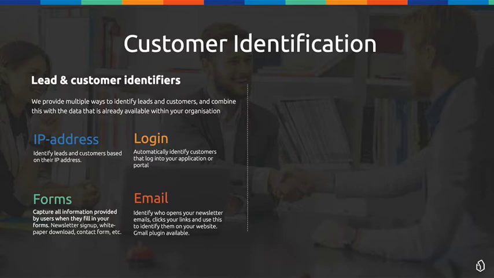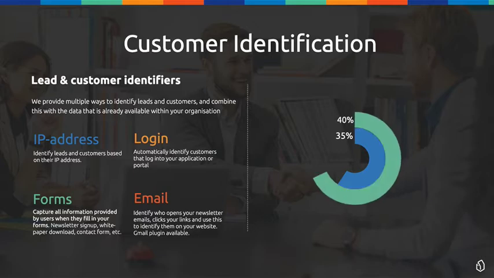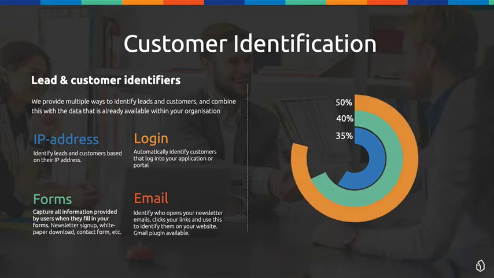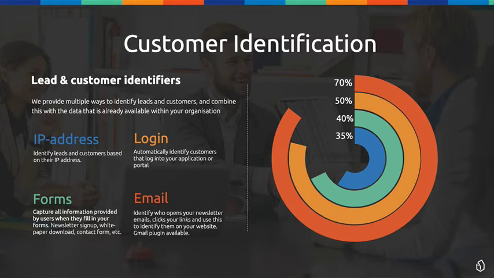If you are in the B2B sector, you want to identify the companies. So what we do out of the box is we try to match every IP address to a company. We can make this work for about 35% of all the people visiting your site. But then the other 65%, they will still remain anonymous. So we've seen that if you start tracking also the forms, the logins, and the emails, we can identify up to 70% of all the people visiting your site and reading your emails.